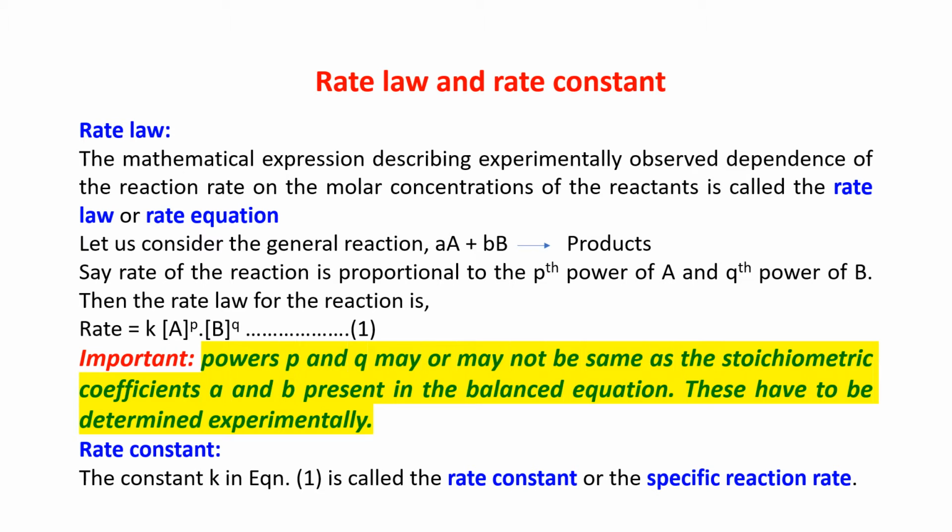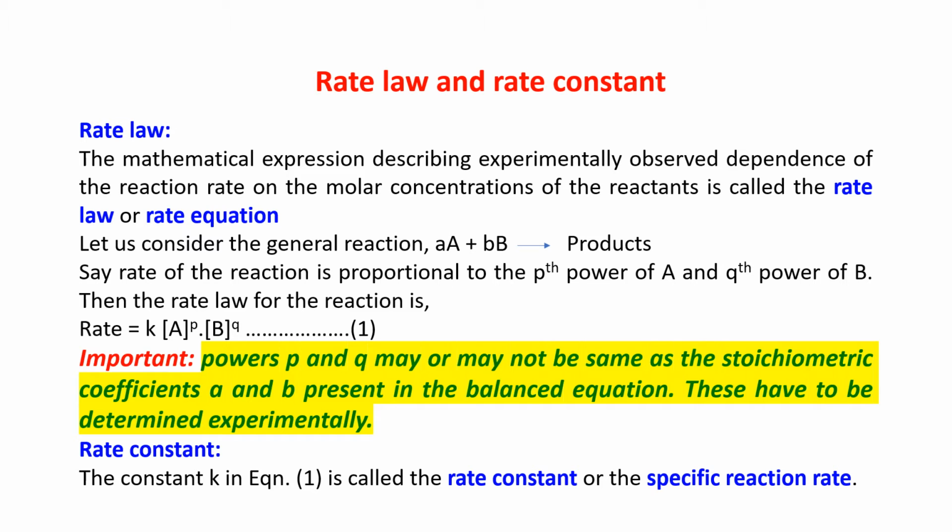Let us start this lecture with rate law and rate constant. Rate law. What is rate law? This is an experimentally observed dependence of reaction rate on molar concentration of the reactant. So we are getting a mathematical expression, and that is known as rate law or rate equation. So rate law is a mathematical expression that is describing experimentally observed dependence of the reaction rate on the molar concentration of the reactant. That means it is an experimental value.